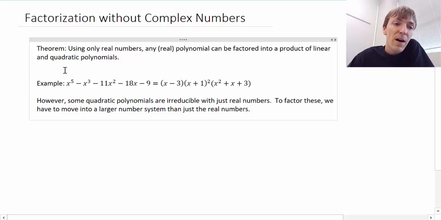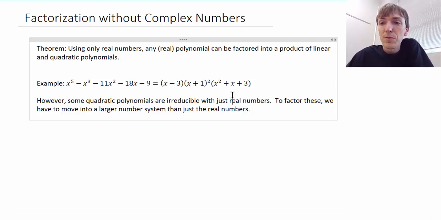I have a degree 5 polynomial. I'm not going to read through the whole thing. But I claim that that degree 5 polynomial can be factored like this, using just the real numbers. Okay, so what that means is that I have this written as a product of 3 linear polynomials, actually, because the square means that this x plus 1 is counted twice, and 1 quadratic polynomial. And that quadratic polynomial doesn't factor anymore with just the real numbers.